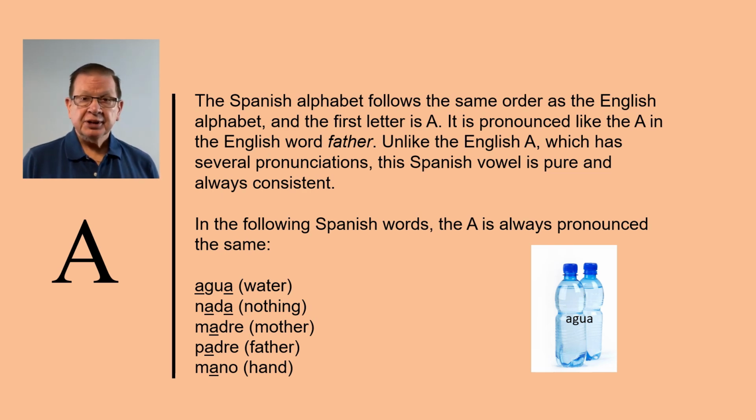A. The Spanish alphabet follows the same order as the English alphabet, and the first letter is A. It is pronounced like the A in the English word father. Unlike the English A, which has several pronunciations, this Spanish vowel is pure and always consistent. In the following Spanish words, the A is always pronounced the same. Agua, nada, madre, padre, mano.